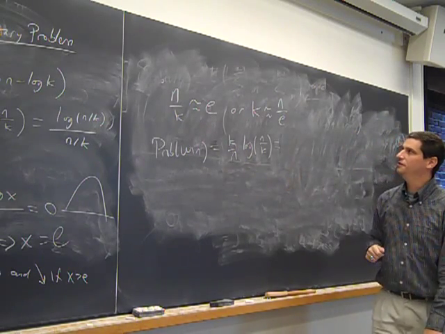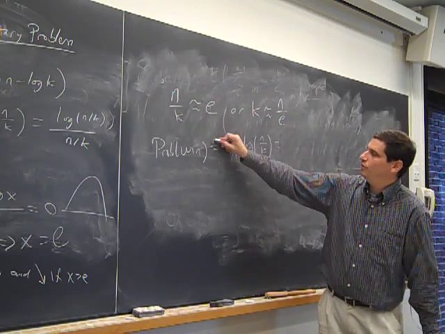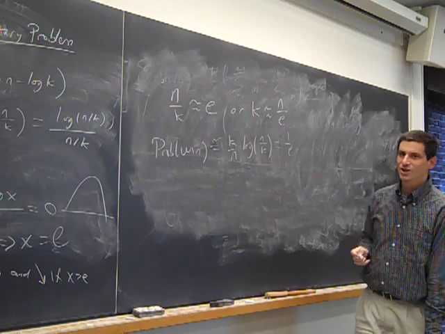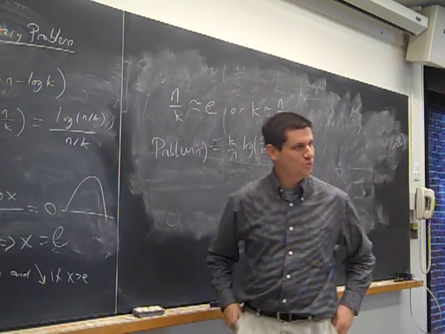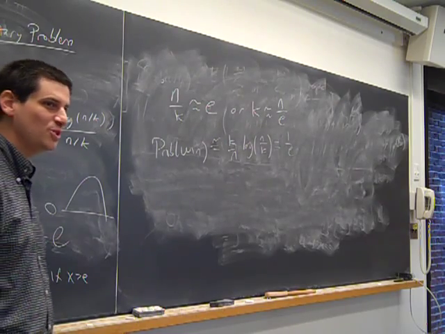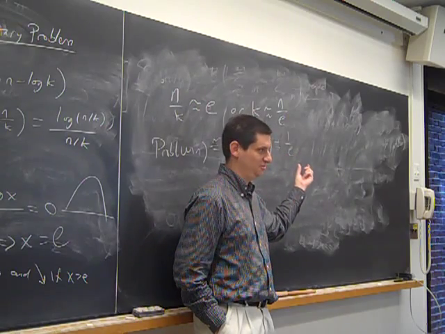Well, what's k over n? 1 over e. And what's the log of n over k? The probability we win is 1 over e. Not only did I beat 1 over n, not only did I beat 1 over square root of n, not only did I beat 1 over log n, I have a positive percentage.